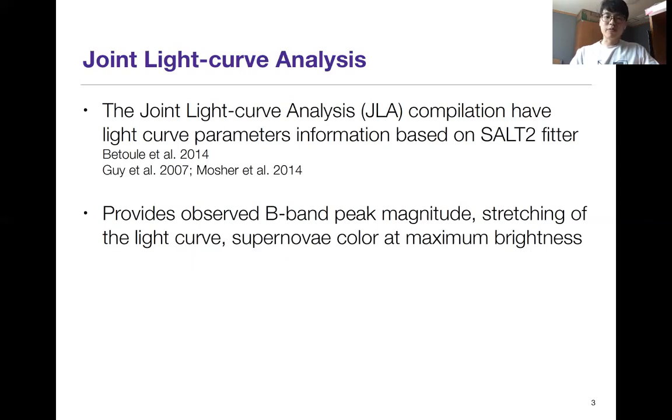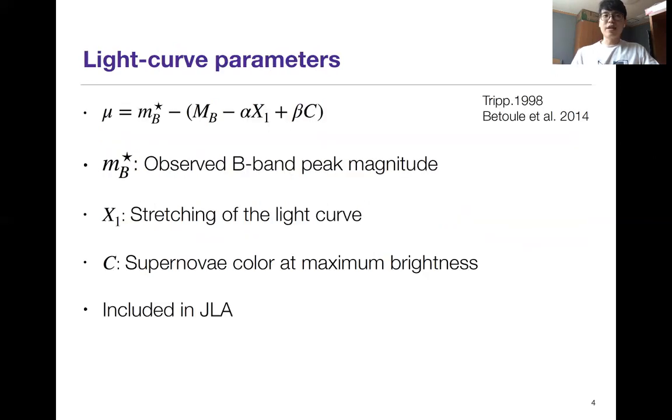The JLA compilation provides observed B-band peak magnitude, stretching of the light curve, and supernovae color at maximum brightness. The provided light-curve parameters are based on the formula introduced by Tripp in 1998. You can see that the formula includes all of the three parameters that I already mentioned in the previous slide, and they are all included in the JLA compilation.